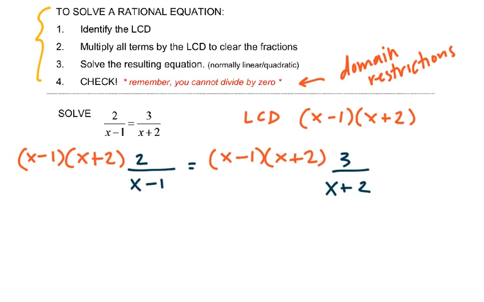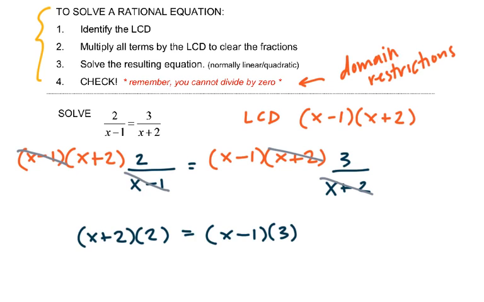And what you see now is that there's a common factor we can cancel from both sides. On the left, the denominator goes away, x minus 1, and on the right, the denominator goes away, x plus 2. I'm really going to encourage you guys to actually write that out and cross them out instead of doing it in your head, to avoid making the error of crossing the wrong one out. So once I'm done with that, that leaves me with x plus 2 times 2 equals x minus 1 times 3. So I determined what the LCD was. I multiplied by the LCD to clear the fractions, and now I have a linear equation I can solve.